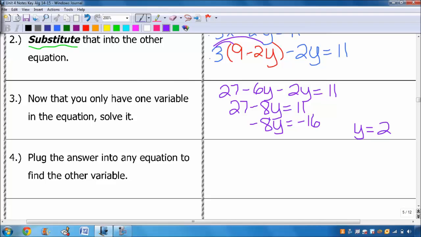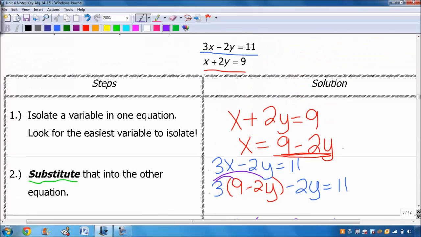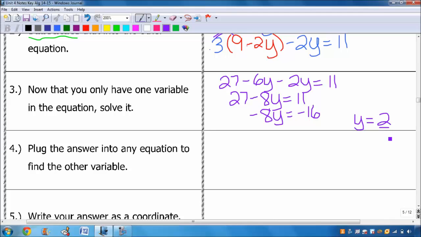Okay, now that I know what y is, and I actually have an actual number for y, I can take that number, this 2, and plug it into either equation that I want. The top equation, the blue one that we have up here, or the red one, the bottom equation. Totally up to you. I'm going to plug it into the bottom one only because it looks simpler, and I don't want to have to worry about making any mistakes.